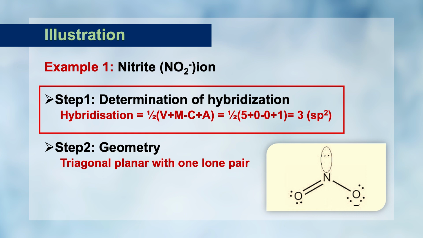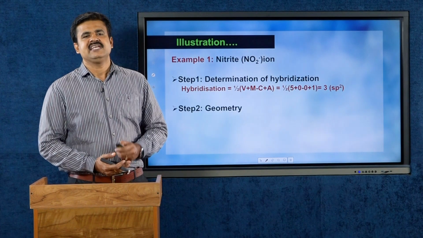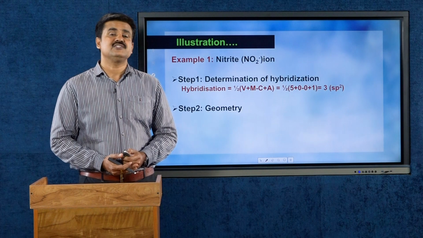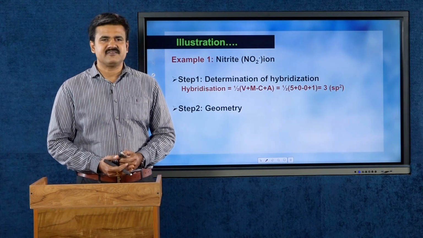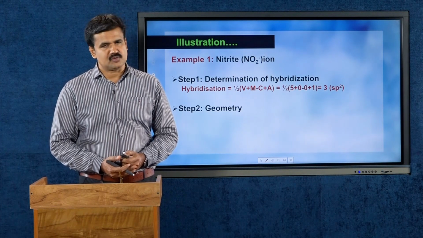The first step is the determination of hybridization. Hybridization is equal to V plus M minus C plus A divided by 2. On substituting the values of V, M, C and A, we will get the hybridization of the nitrite ion as sp2 hybridization. That is, in NO2- ion, the central atom nitrogen shows sp2 hybridization. In the second step, we are going to determine the geometry. Since the hybridization is sp2, the species is associated with the trigonal planar geometry.